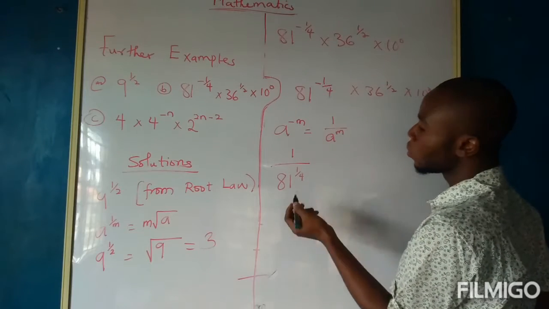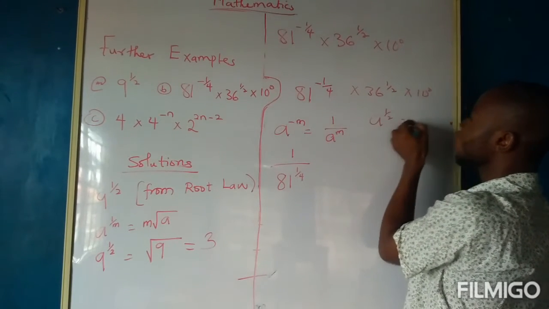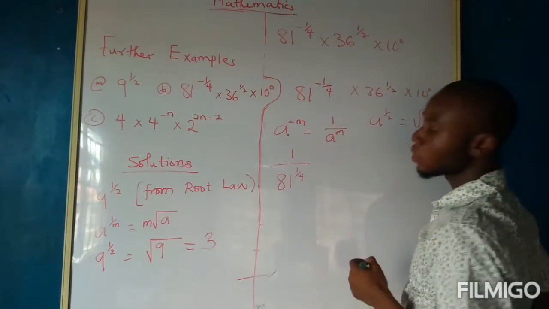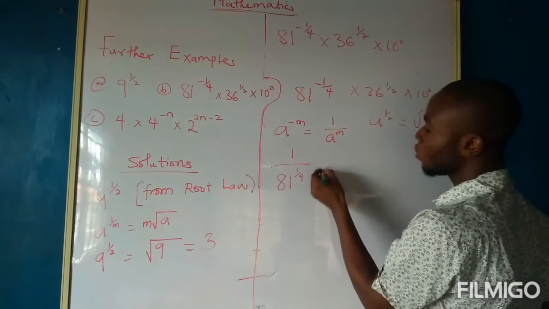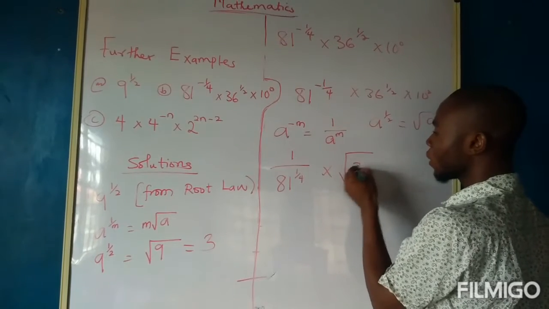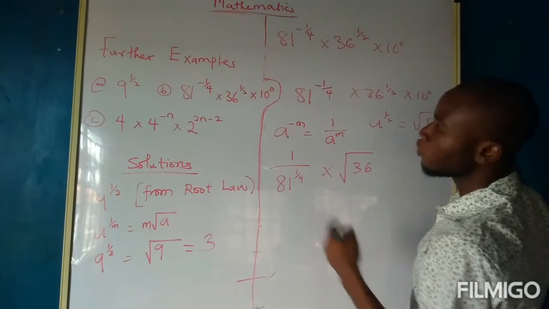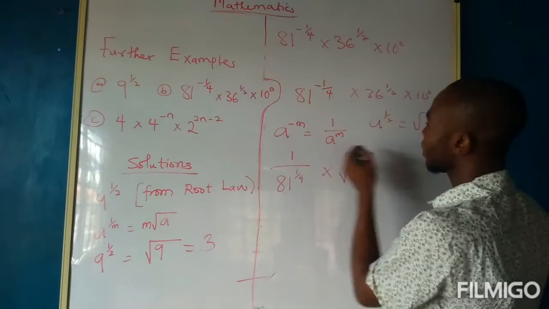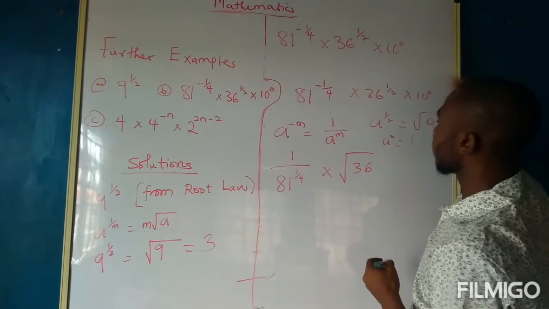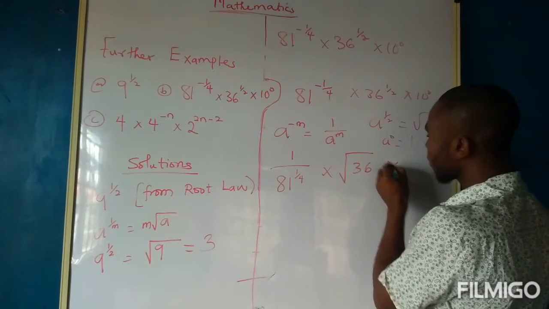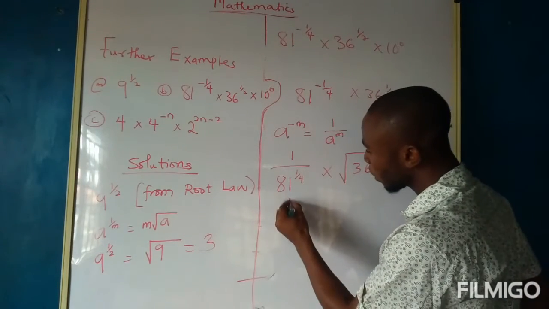That one is the root law. You should know anything raised to the power 1 over 2 is the square root of that thing. So in this case, 36 raised to the power 1 over 2 is going to give us the square root of 36. And the last one, 10 raised to the power 0. From our zero law, anything raised to the power 0 is equal to 1. So 10 raised to the power 0 is going to give us 1.